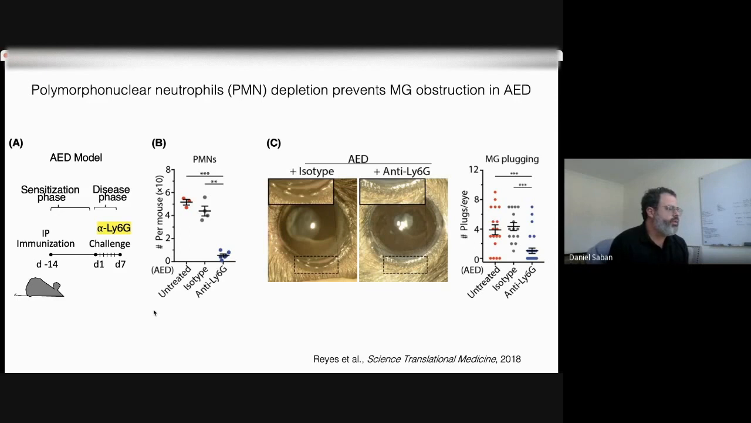We were able to induce neutropenia in these mice. And what you can see now in panel C, when you compare the AED mice that were treated with isotype control, again, this is systemic, versus anti-Ly6G systemic, you can see that we were able to protect the mice from MG plugging, as shown all the way on the right in the dot plot graph, bar graph. So next slide, please.